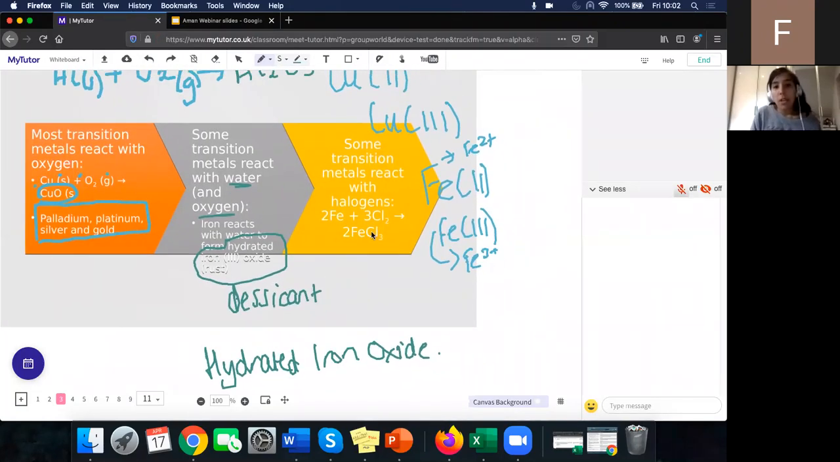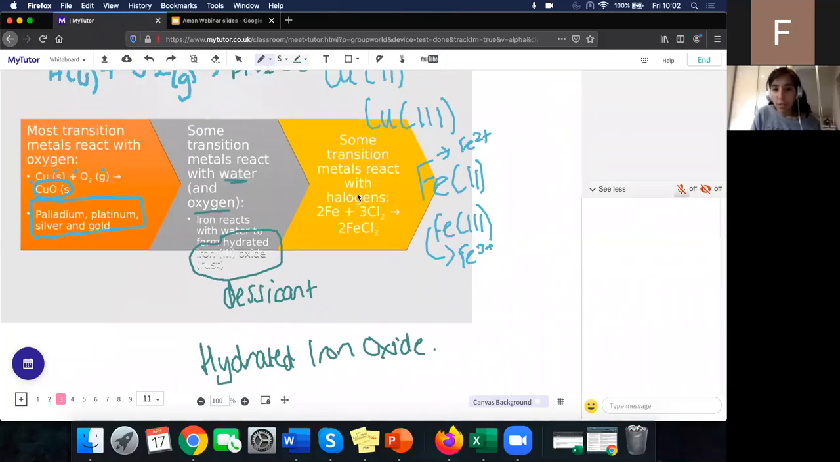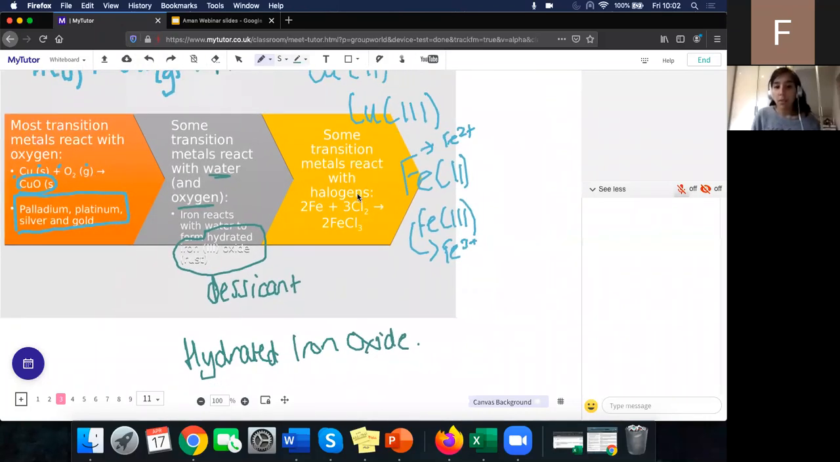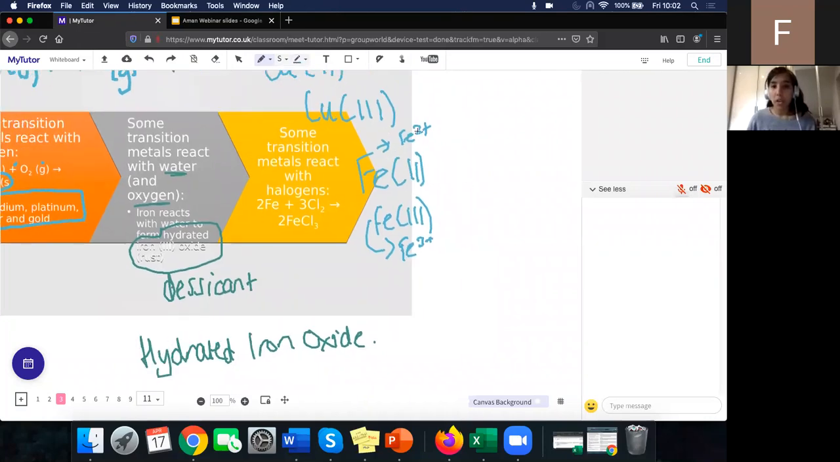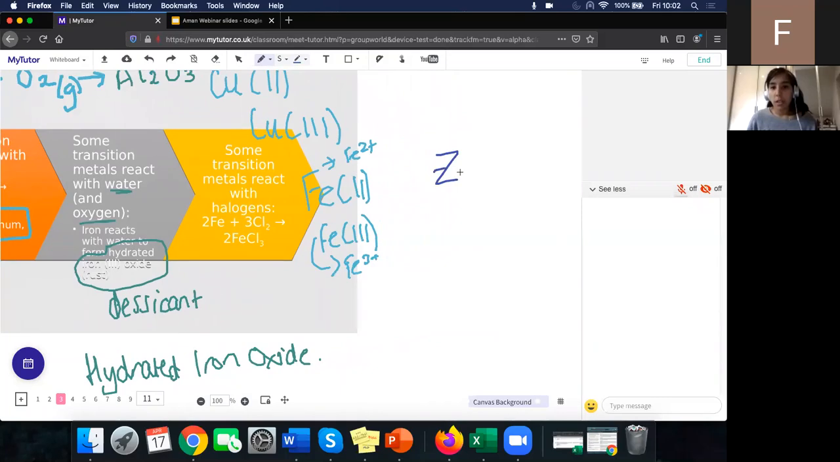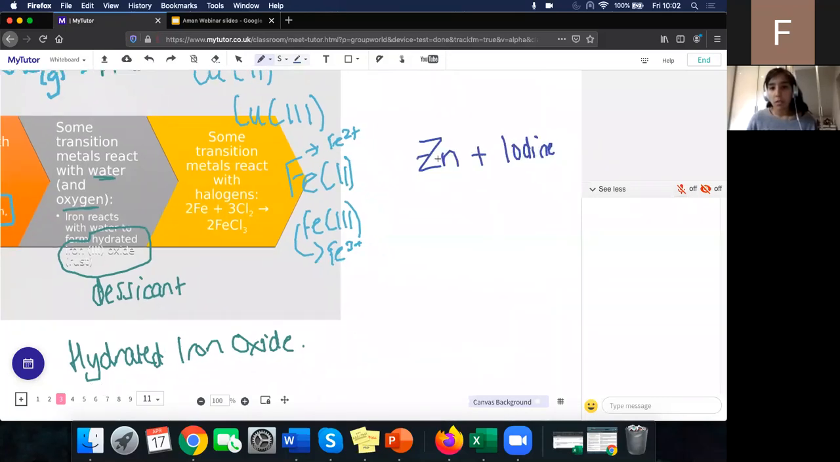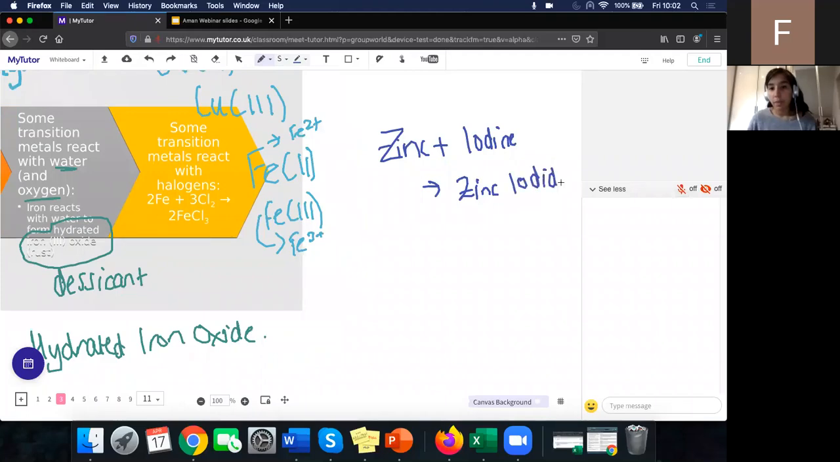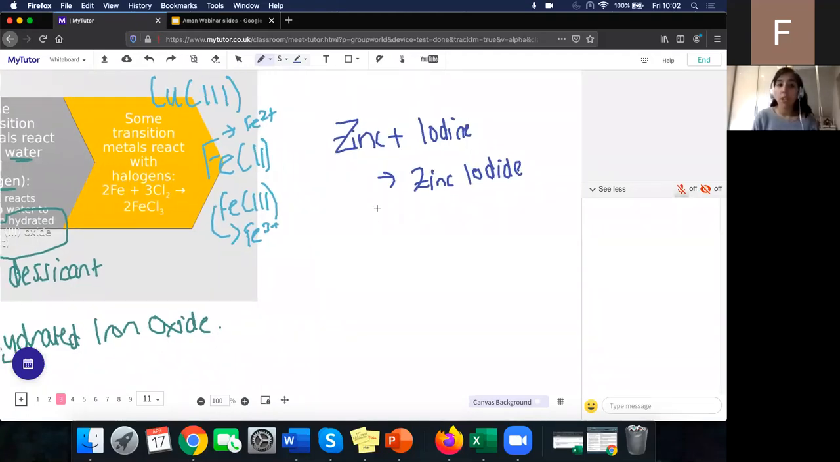Okay, then the other one is some transition metals react with halogens. So halogens, as I said, we covered them yesterday, things like chlorine, bromine, iodine. So some of them will react. So for example, we'll do the reaction of zinc with iodine. So zinc plus iodine will go to zinc iodide. So again, it's quite a simple reaction. You just react the two reactants together and form one product.